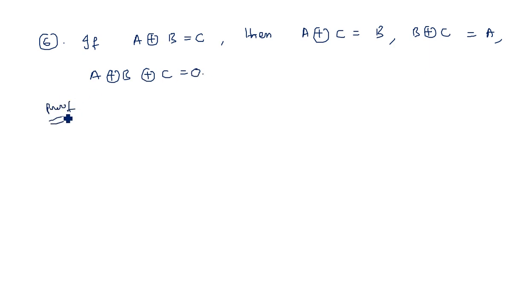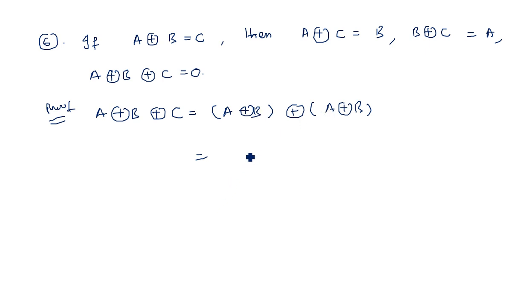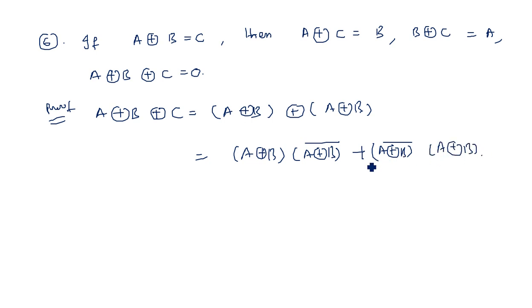Let us see the proof of this one. A XOR B XOR C is nothing but a 3-input XOR gate. So A XOR B, XOR again with A XOR B. How are we writing A XOR B? A bar B plus A B bar. So it is A XOR B into A XOR B whole bar, plus A XOR B whole bar into A XOR B. A into A bar, simply it is 0. Hence it is proved.